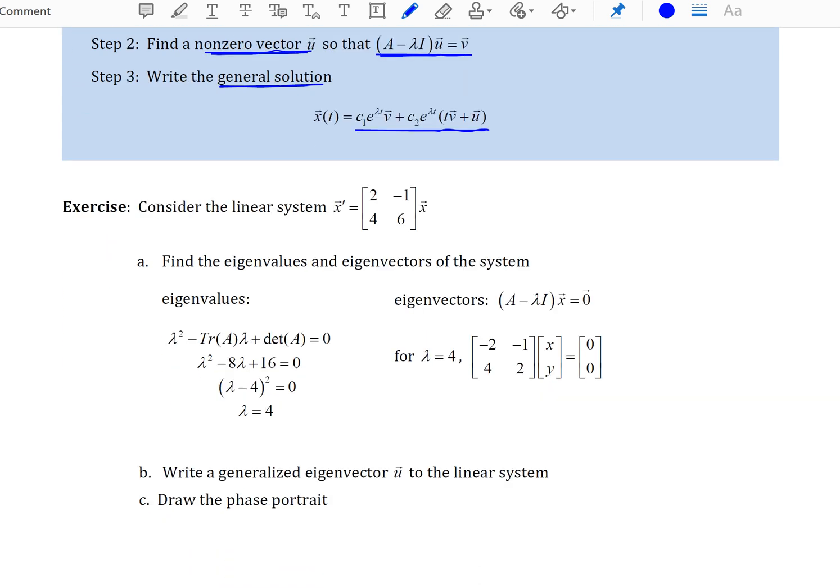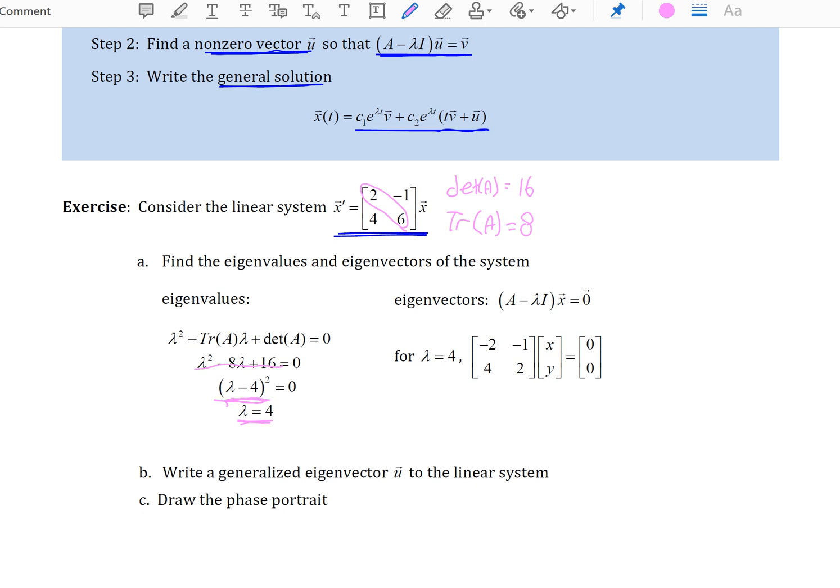Consider the linear system presented by this matrix equation. As before, we're going to want to find our eigenvalues, and I like using the trace determinant approach. Notice that for this matrix, the trace of our matrix A, the sum of the main diagonal, is 8. And the determinant of our matrix A is 12 minus the negative 4, which gives us 16. So the trace determinant approach says we have lambda squared minus the trace plus the determinant. Notice this polynomial is factorable, and it's factorable such that we only get one eigenvalue of 4.